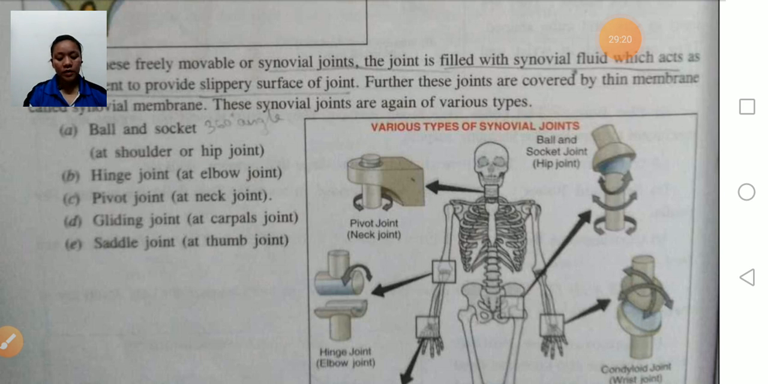Next is the condyloid joint, which is present in your wrist. It provides you flexion, extension, abduction, adduction, and circumduction movement.